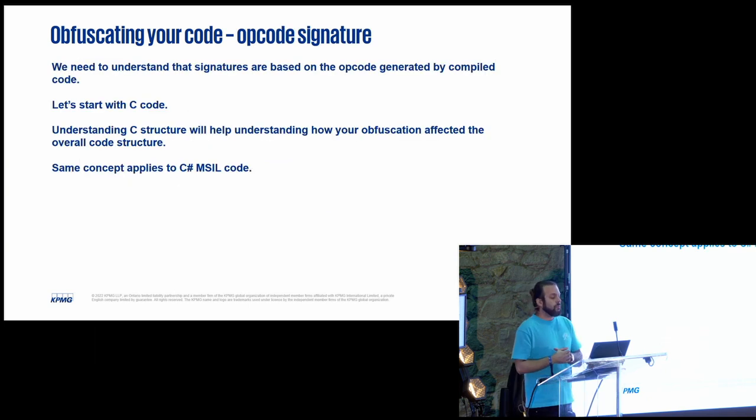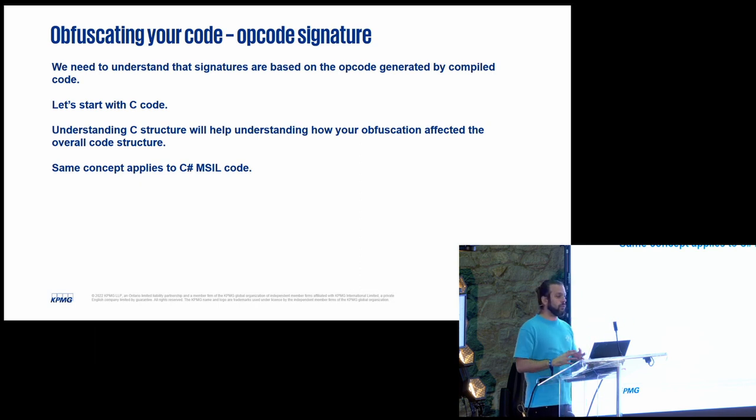We need to understand something, too. It's really important, right? When we talk about EDRs and antivirus solutions, when they detect that kind of code, when you drop your payload on disk, they're going to check for signatures, right? It's really important to understand that the compiler will do a lot of magic for you under the hood, and sometimes the compiler will lie to you. We're going to have a brief look at what the compiler may actually do for you. Keep in mind that the same concept can also apply to C#.